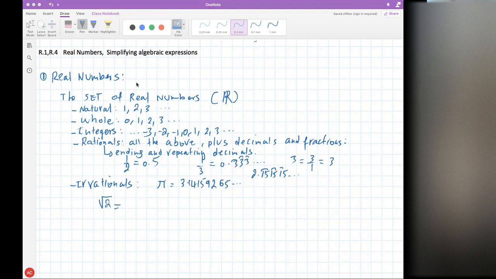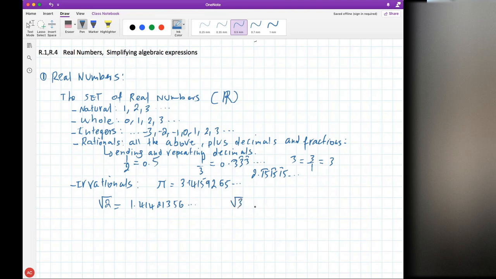If I put radical 2 in a calculator, it will give you a bunch of decimals. So 1.41, 42, 13, and a couple more, 56. And again, it keeps going. So 1.41, 42, and so on. So that's irrational. It doesn't end, it does not repeat.